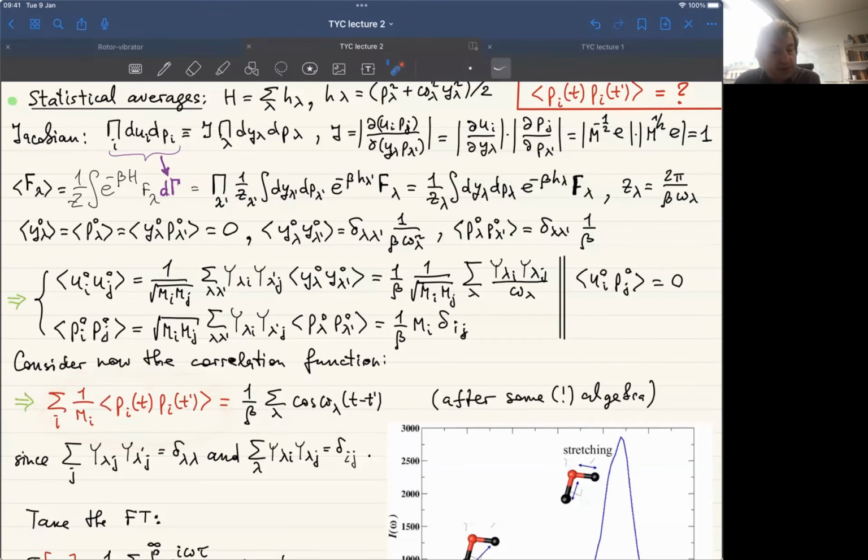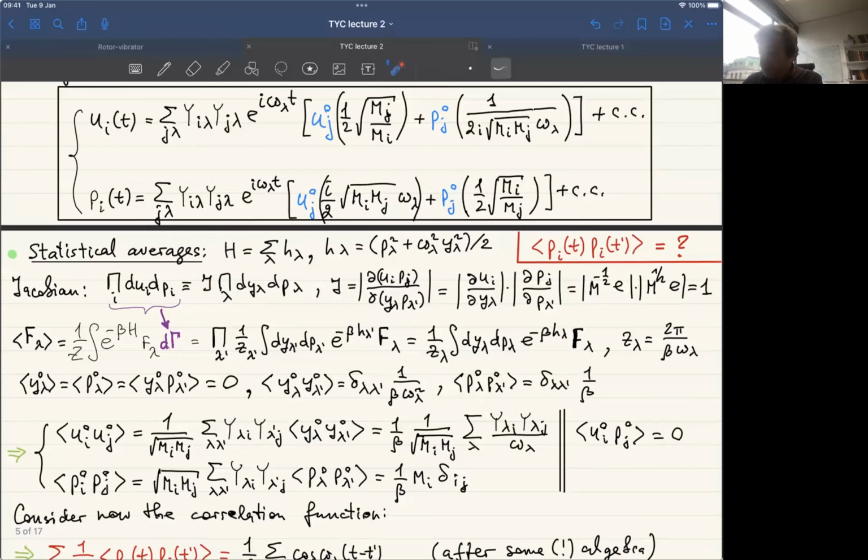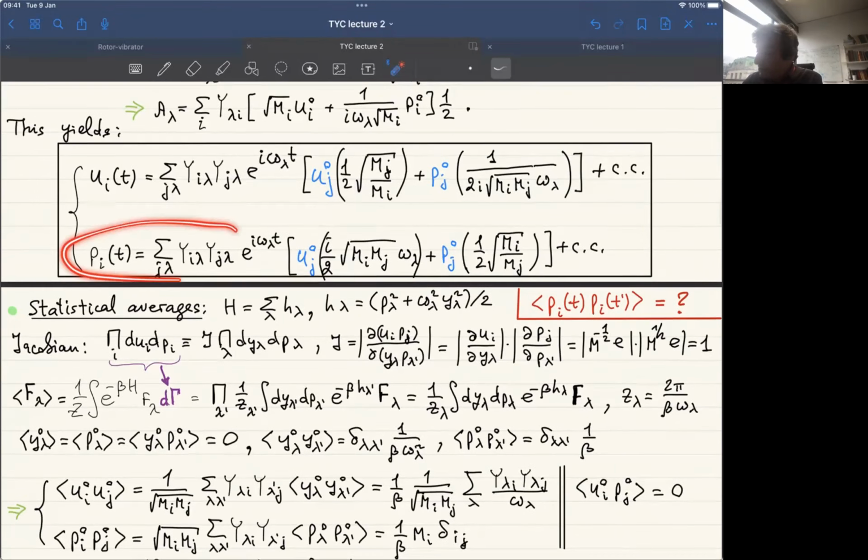This is the object we would like to calculate. So that is why we need explicit expressions for the momenta for each degree of freedom I as it changes with time. And now we have this expression here given explicitly.